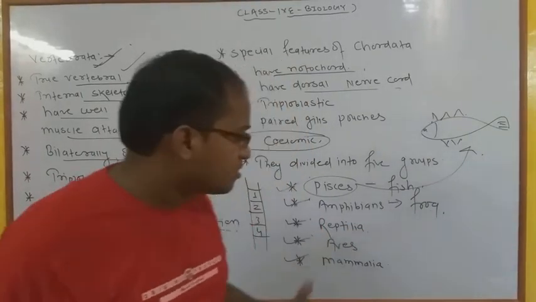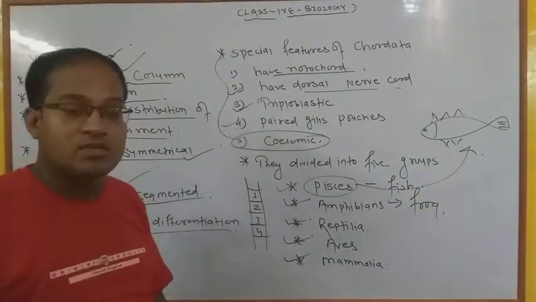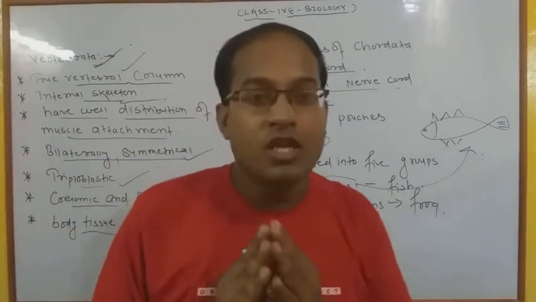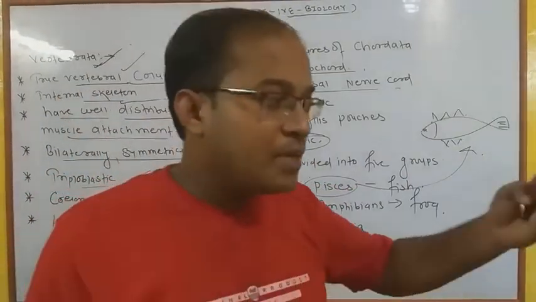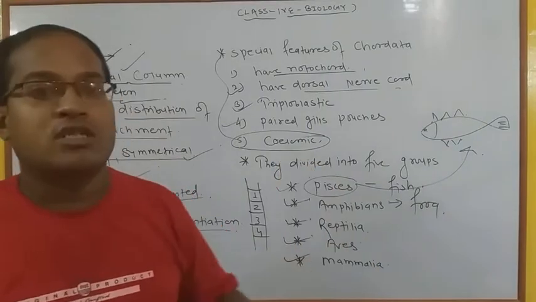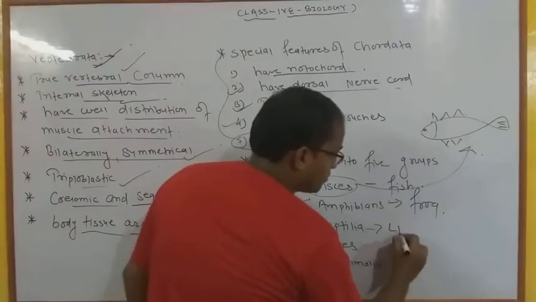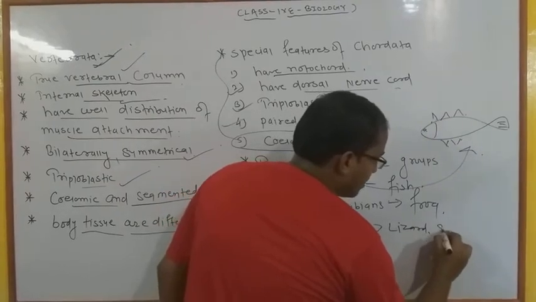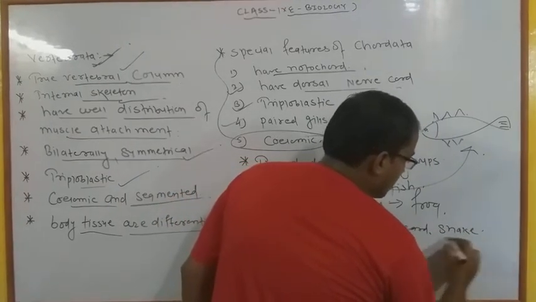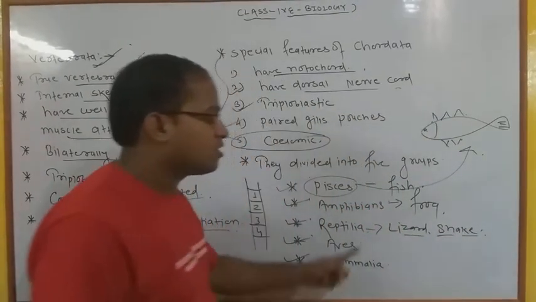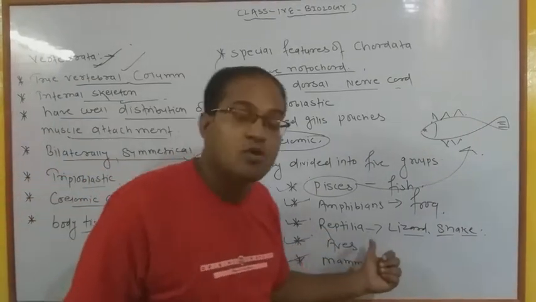Okay, now next the reptiles. Reptiles means certain types of animals which generally locomote in a creeping mode. Creeping mode means रेंग के जो चलते हैं, they are called reptiles. Example की बात करते हैं तो several types of lizard and snake. So these are special types of organisms which come in the class of reptiles.